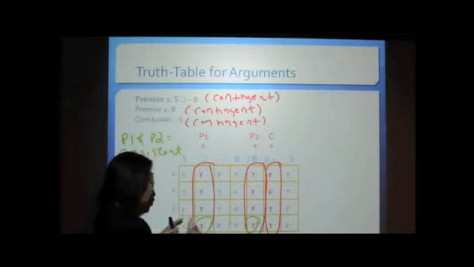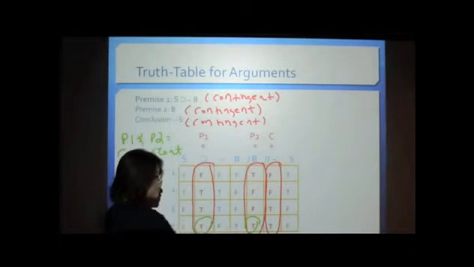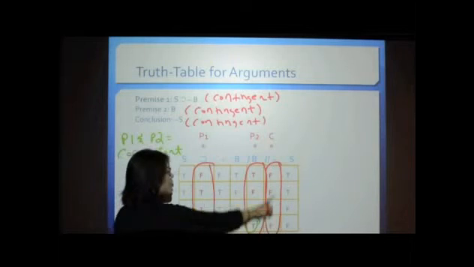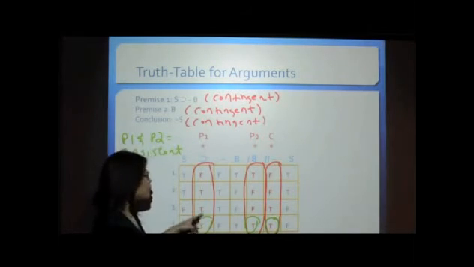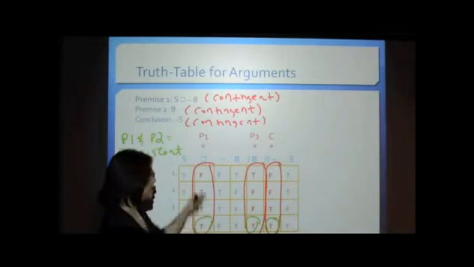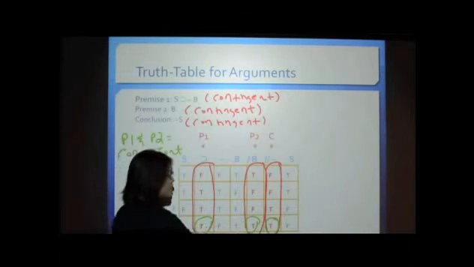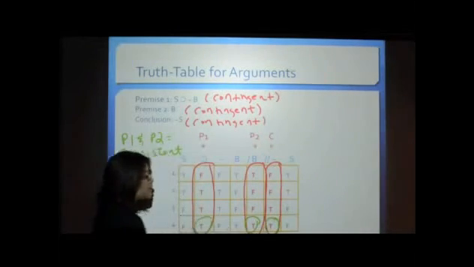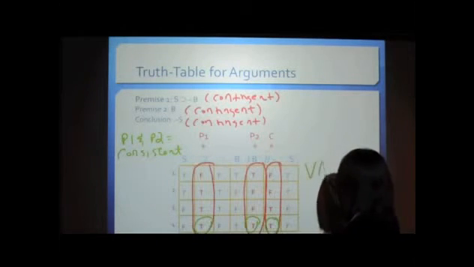So notice that the only line where you have all true premises is here, okay? But where you have all true premises, where both the premises are true, the conclusion is actually true, okay? So you do not have a line then in this truth table for the argument where you have true premises and a false conclusion. Because that's the case, this argument is valid.